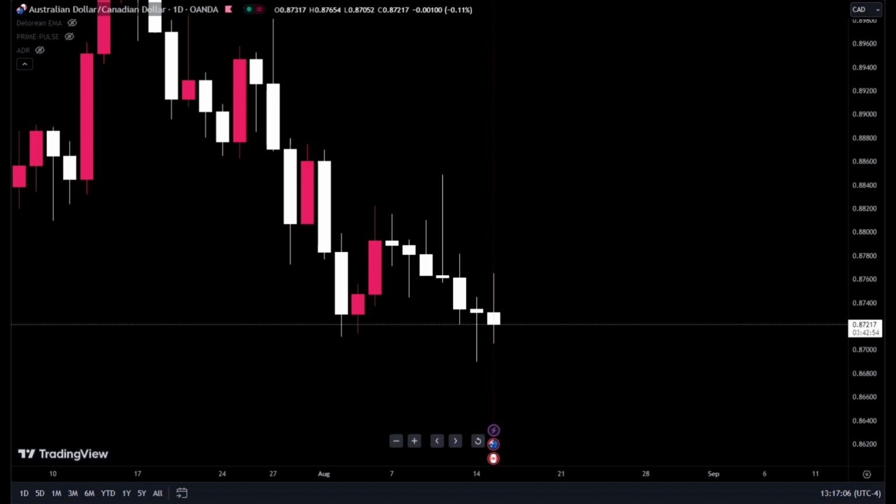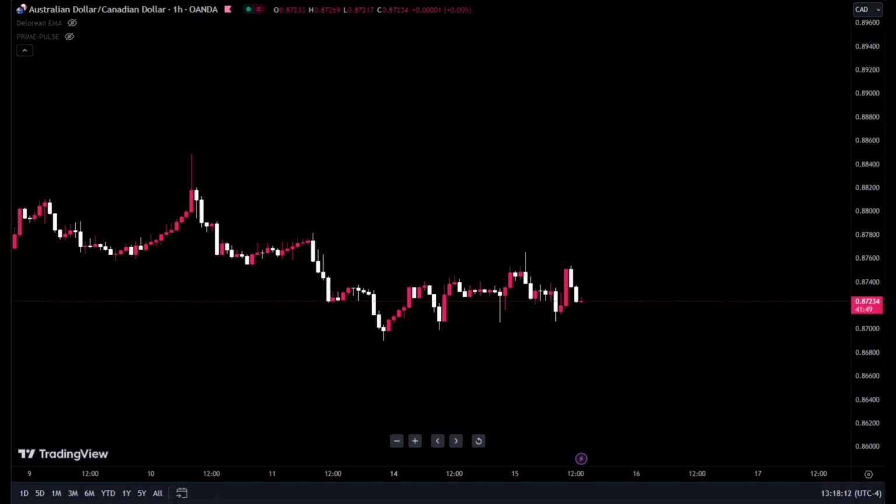Now, when you're calculating the ADR, keep in mind that this is historical data and that doesn't predict future movements with any type of certainty, but it can give you a general sense of what's been happening recently so that you can make an informed decision using that information.